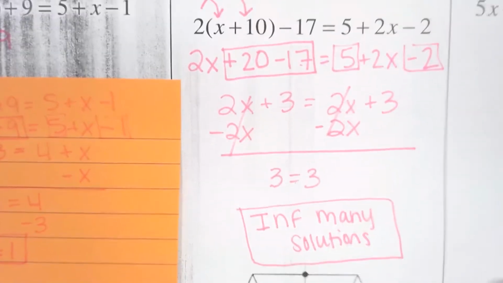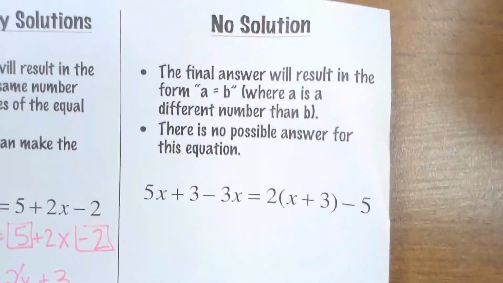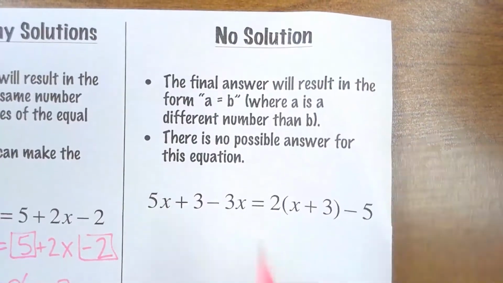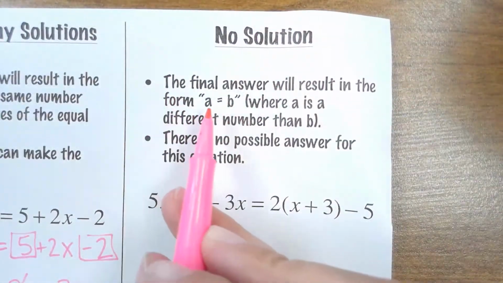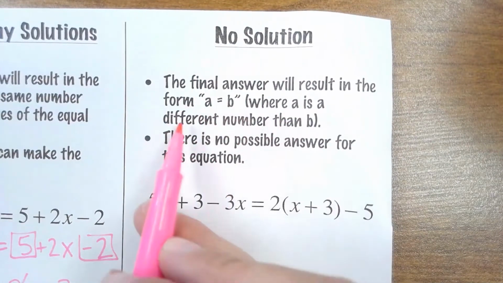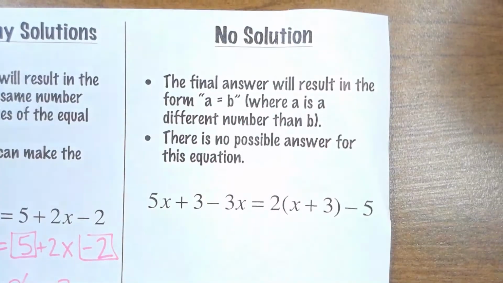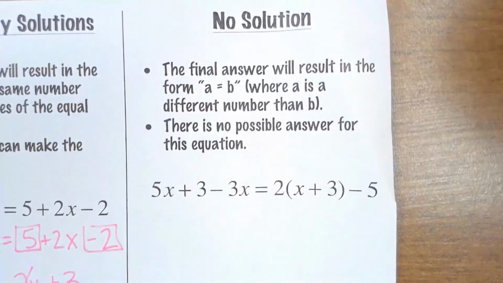Okay, and then the last one that we have talked about is no solution. So when you get an answer that has no solution, that means that your result will end in the format of a equals b, where a is a different number than b. So there is no possible answer for this equation.